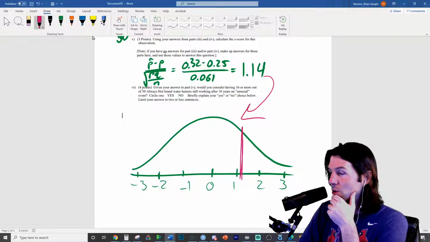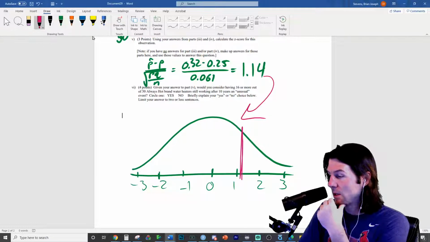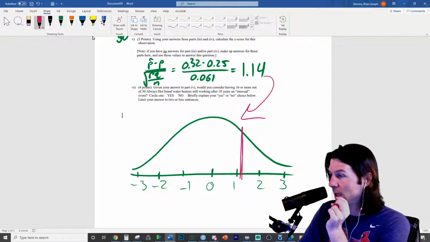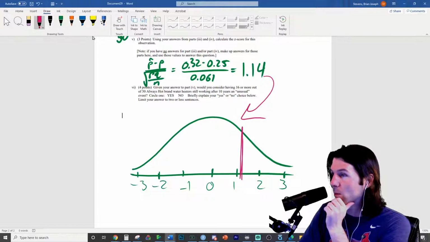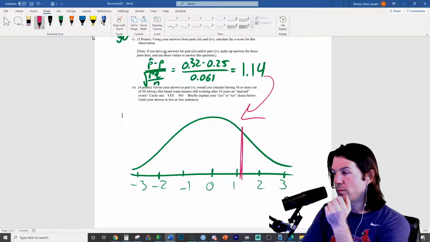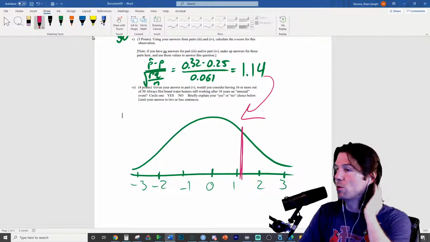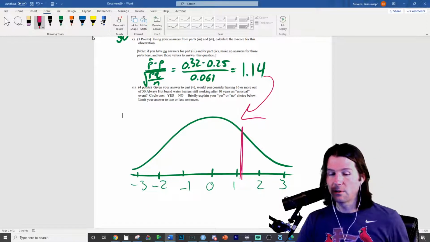So it's within 2 and -2. Since it's within 2 and -2, it's definitely not unusual, and you'd be fine. I see there the 1.148 and the 1.413. Yeah, you'd be fine. Not unusual because it's within 2 and -2.